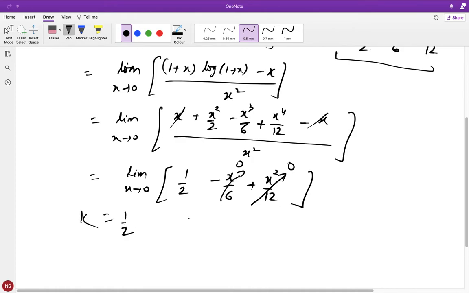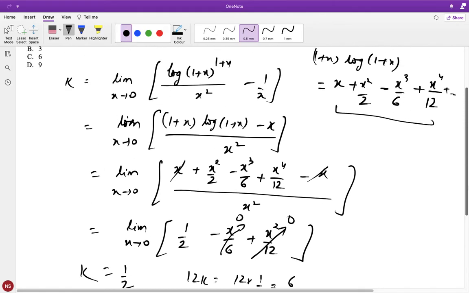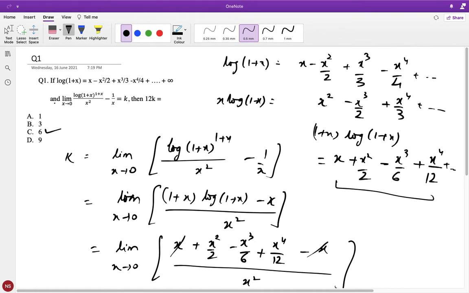So k is half, so 12k will be what? 12 into half, which is equal to 6. Option C.